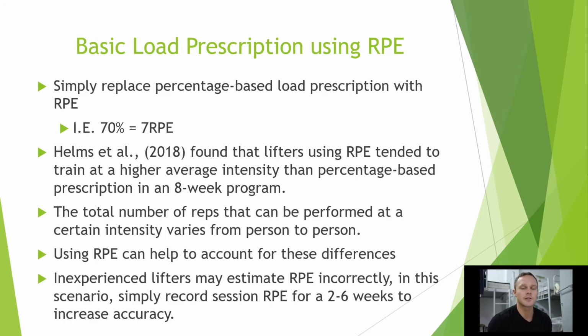So, basic load prescription with RPE. Simply replace percentage-based load prescription with RPE, i.e. 70% equals 7 RPE. It's really simple. Okay. So Helms and colleagues found that lifters using RPE tended to train at a higher average intensity than with percentage-based prescription in an 8-week program.